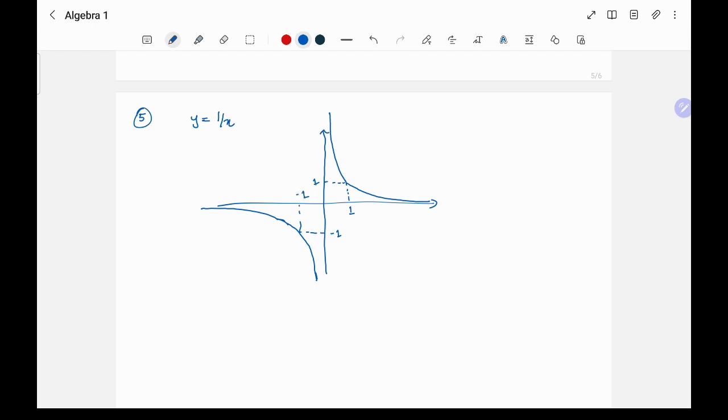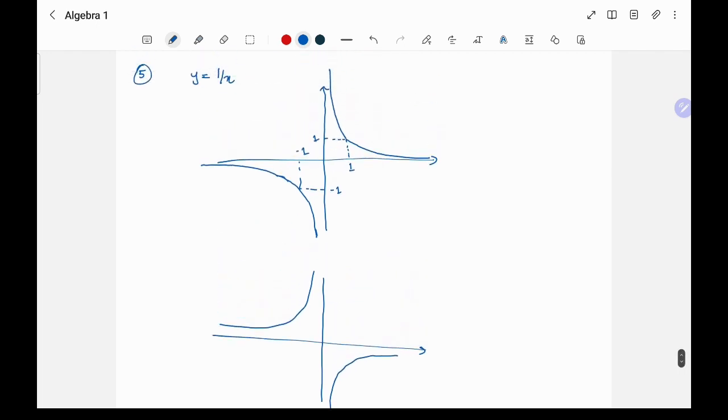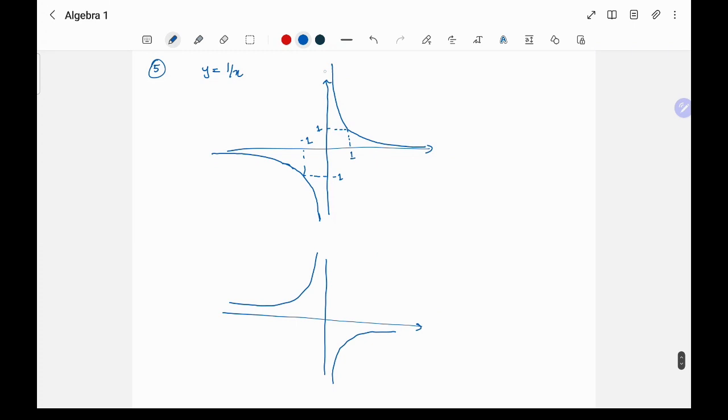Suppose I want to draw a graph like this, same thing, but it comes in the second and fourth quadrant. So what will it be? It is just a reflection of this about the y-axis. So I want to put this side and this side. We already saw if you want reflection about the y-axis, we just need to replace x with minus x. So this will be nothing but y equal to minus 1 by x.